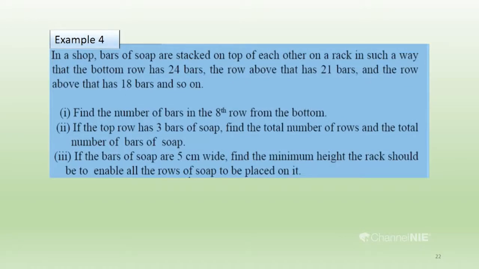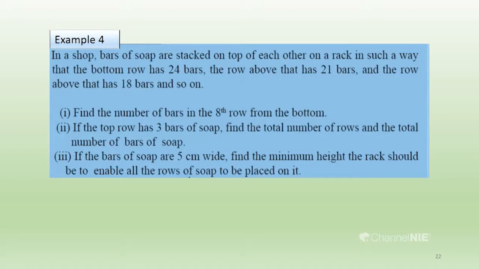You read the sum carefully and understand what the given things are. In a shop, bars of soap are stacked on top of each other on a rack in such a way that the bottom row has 24 bars, the row above that has 21 bars, and the row above that has 18 bars, and so on. Have you read that?